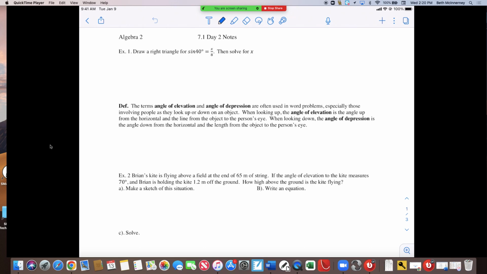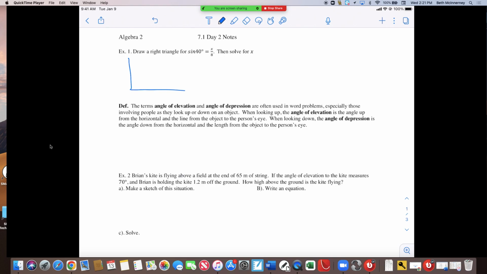Yesterday we checked our calculators, so hopefully they're in the correct mode. If you borrow one of mine during an actual quiz or test, I will not help you switch the modes. That's on you. That's part of what's being assessed. All right, here we go.